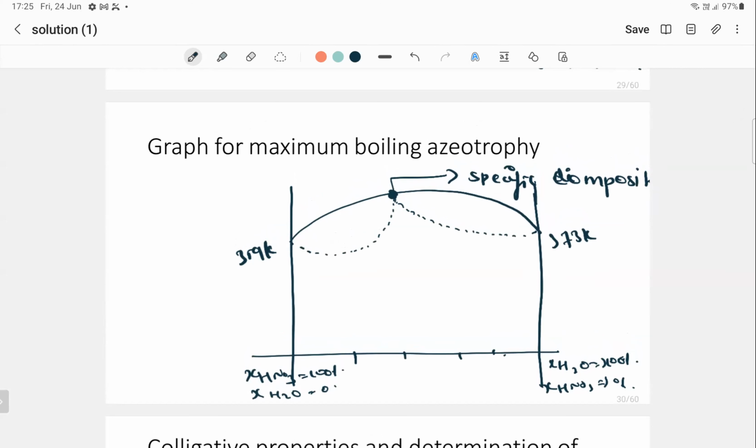Temperature here, it will be like 378 approximately. It will be having higher boiling. Okay. Everything is in your book.